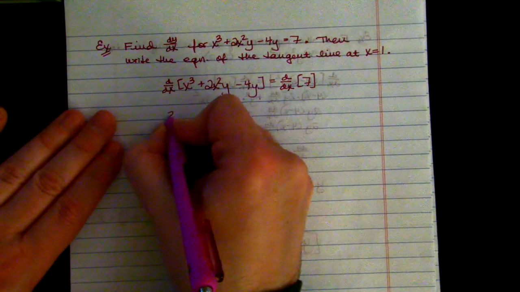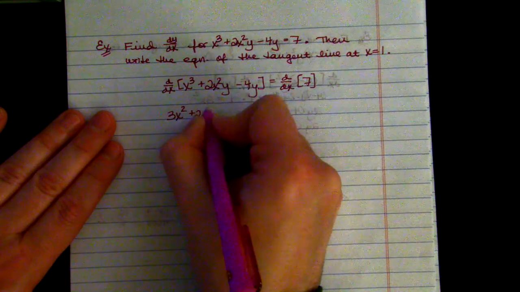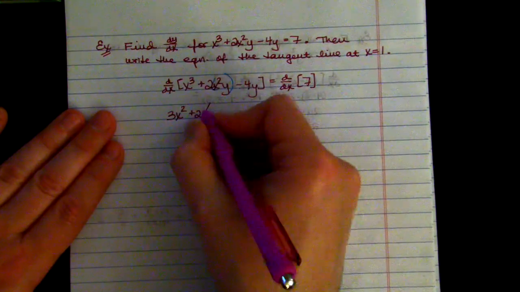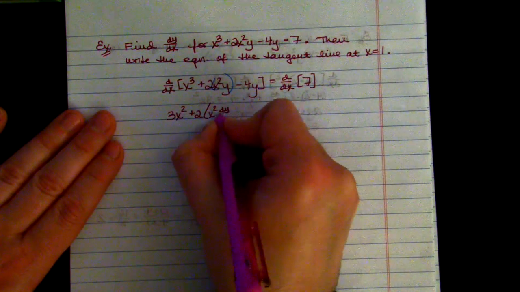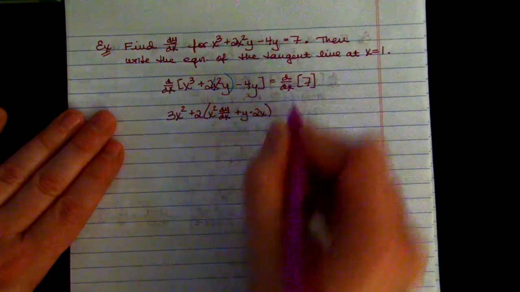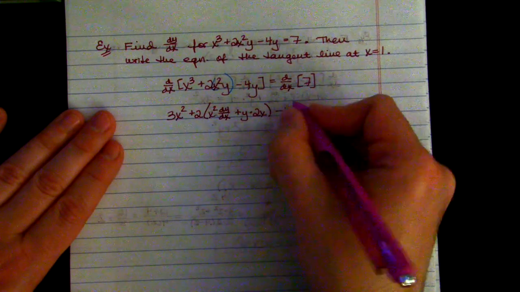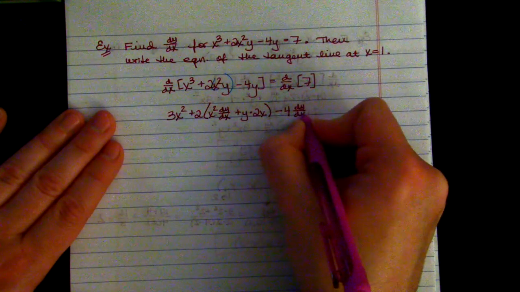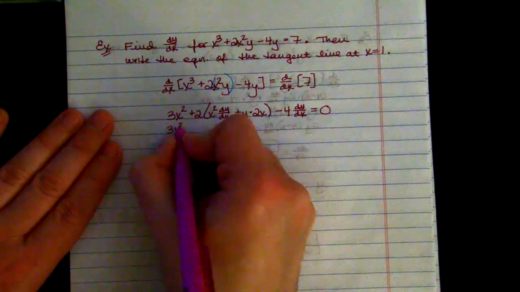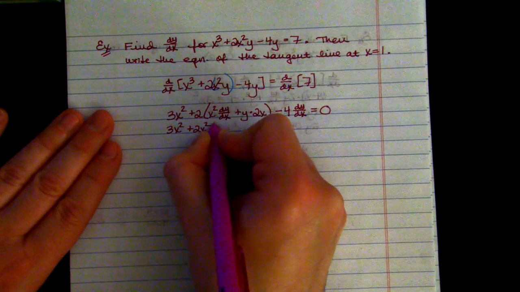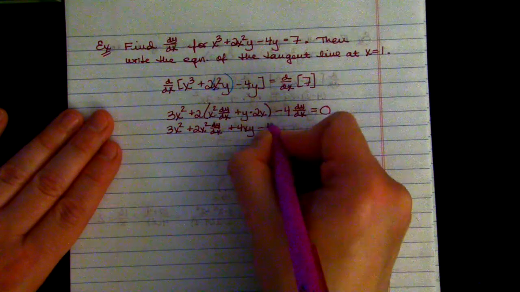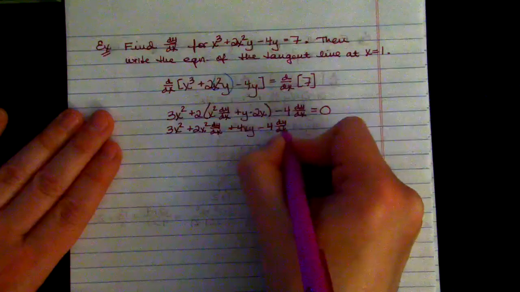Okay, so 3x squared plus 2, I'm going to use product rule now, on x squared times y. First times derivative of the second is x squared dy/dx, plus second times derivative of the first is y times 2x, minus 4, the derivative of y is dy/dx, and on the other side we're getting 0. Going to distribute and get 3x squared plus 2x squared dy/dx plus 4xy minus 4 dy/dx equals 0.